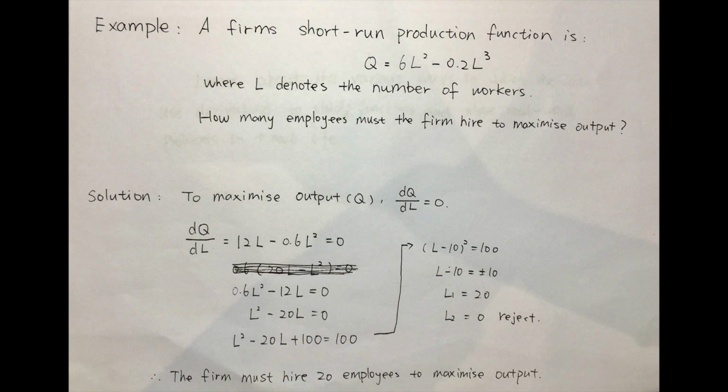L minus 10 equals 10 or minus 10. So, the first L solution is 20. The second L solution is 0, but we reject it. So, the firm must hire 20 employees to maximize output.